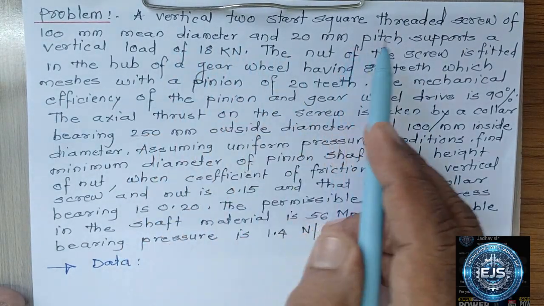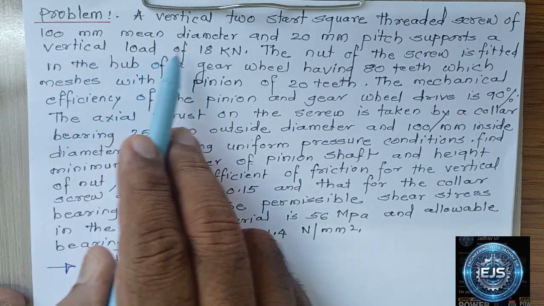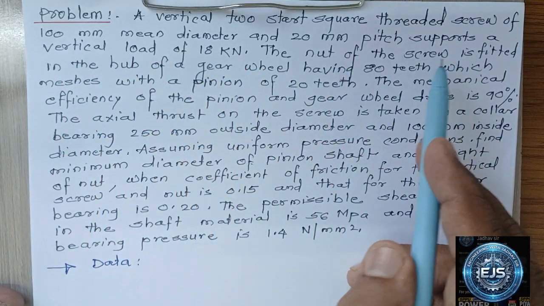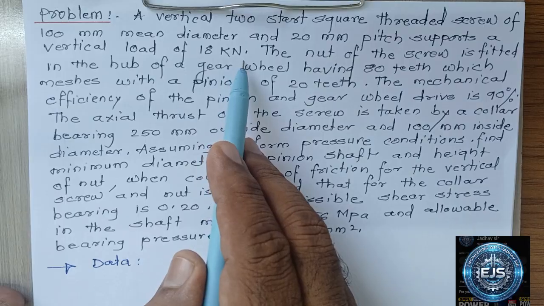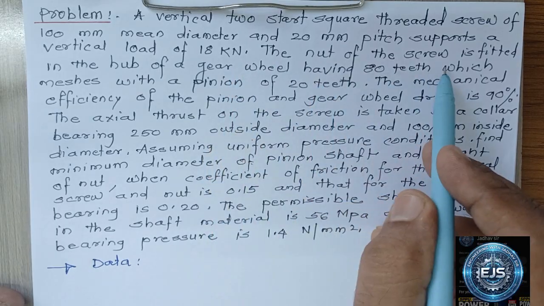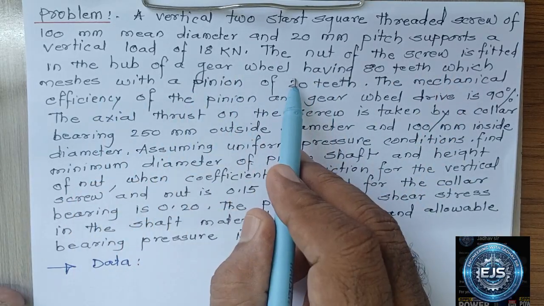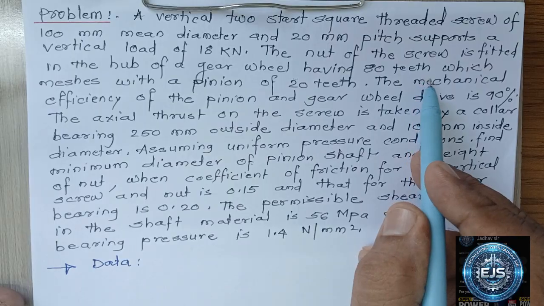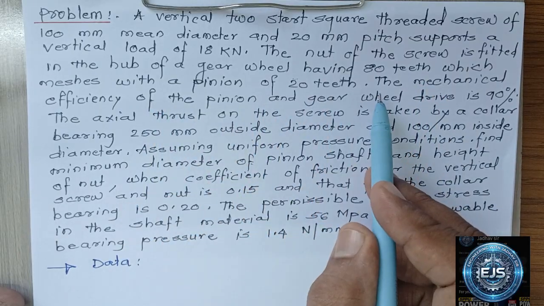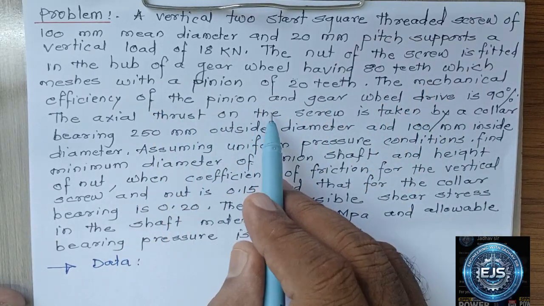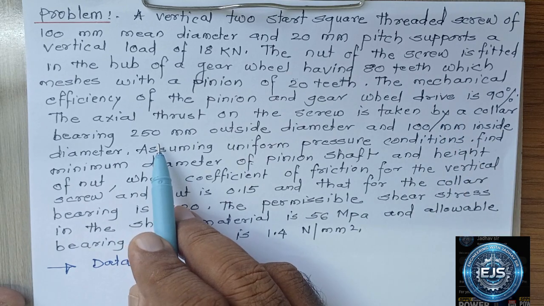A vertical two-start square threaded screw of 100 mm diameter and 20 mm pitch supports a vertical load of 18 kN. The nut of the screw is fitted in the hub of a gear wheel having 80 teeth, which meshes with the pinion of 20 teeth. The mechanical efficiency of the pinion and gear wheel drive is 90%.